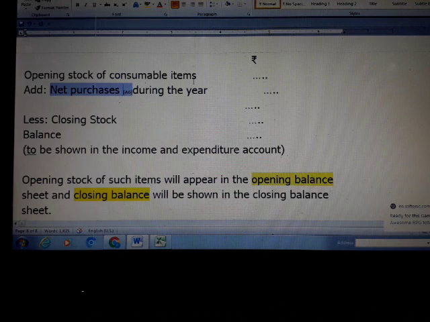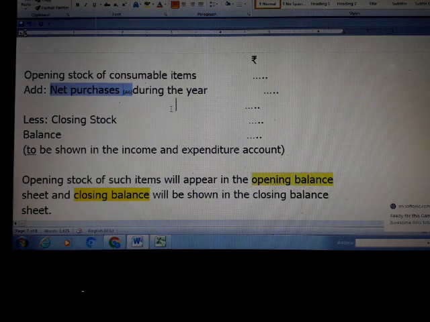To that we need to add the net purchases, that is any purchases which you have made during the year. Remember, the net purchases here means total purchases, both cash purchases as well as credit purchases. When I say cash, there is no possibility of creditors. But when I say credit, there is a possibility of creditors. So you can expect opening and closing balance of creditors also.